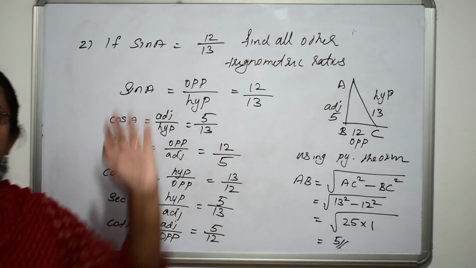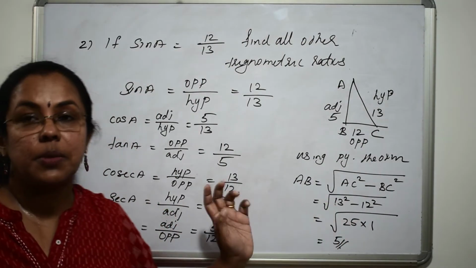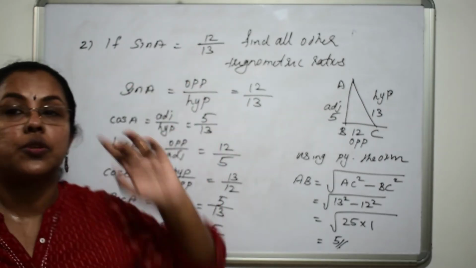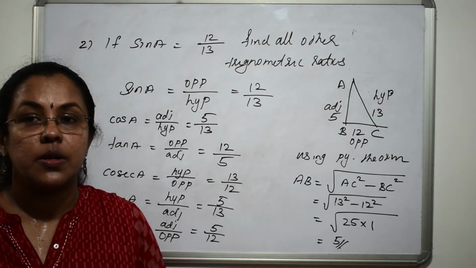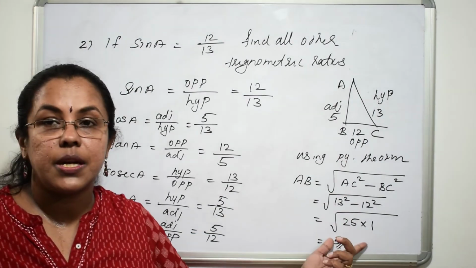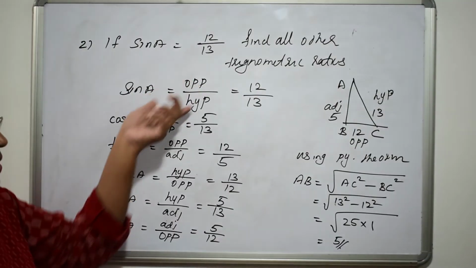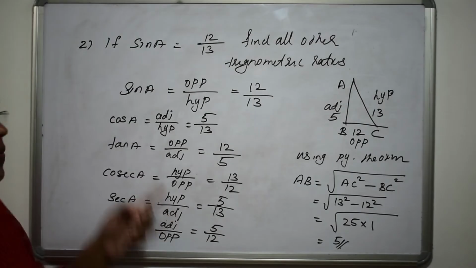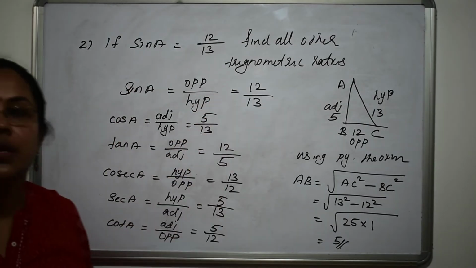In this way, we can calculate all the trigonometric ratios if one of the trigonometric ratios is given. First step, find out the third side using Pythagoras Theorem, and then using the concept of ratios, we can write all the trigonometric ratios.